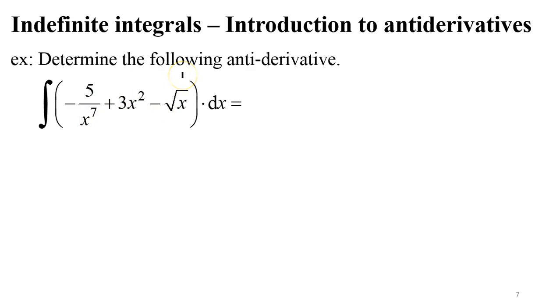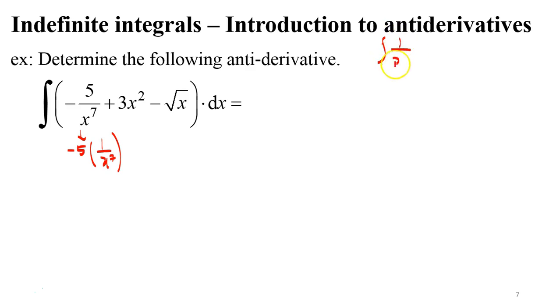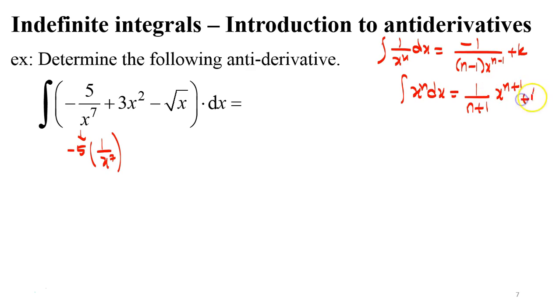So here, just finding this antiderivative as a last example. So again, we can always just leave the constant aside. So we look at this as negative 5 over x to the 7. So applying this rule, I'm going to rewrite that here again. 1 over x to the n dx is negative 1 over (n minus 1) x to the n minus 1 plus k, and over here we have it in the form x to the n, which is 1 over (n plus 1) times x to the n plus 1 plus k.